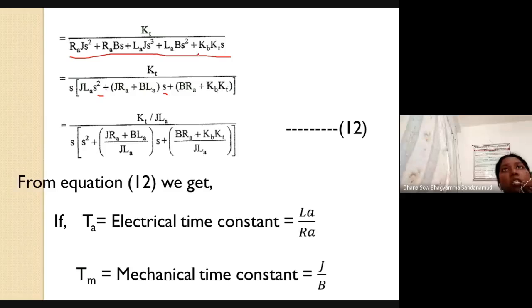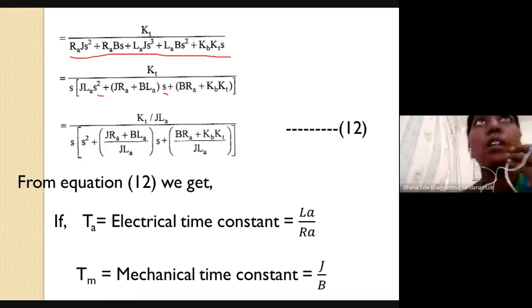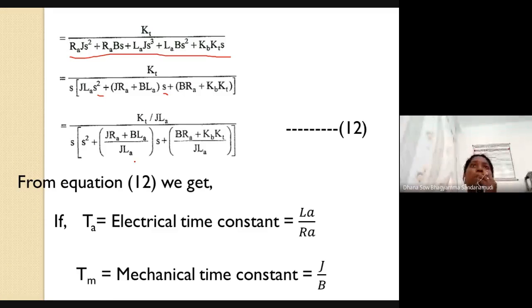Here all the equations have s, s domain is there, so I have taken s common. And for the remaining terms, whichever are left over, I have written them in terms of s square plus s plus some constant. Further I have simplified it. I have taken out JLA and sent it to the numerator. I will get an equation like this.